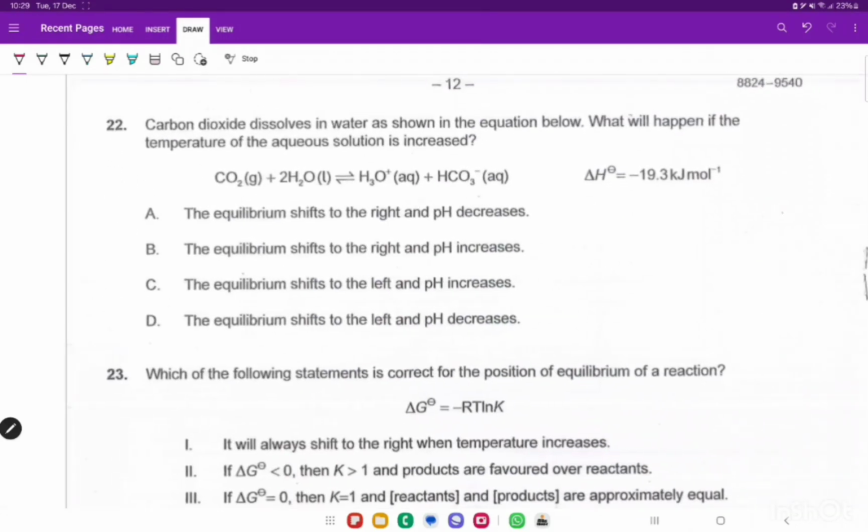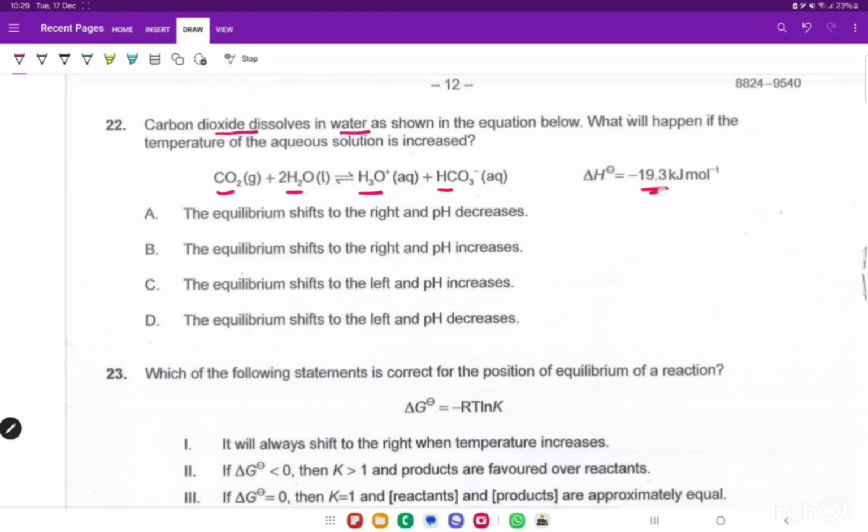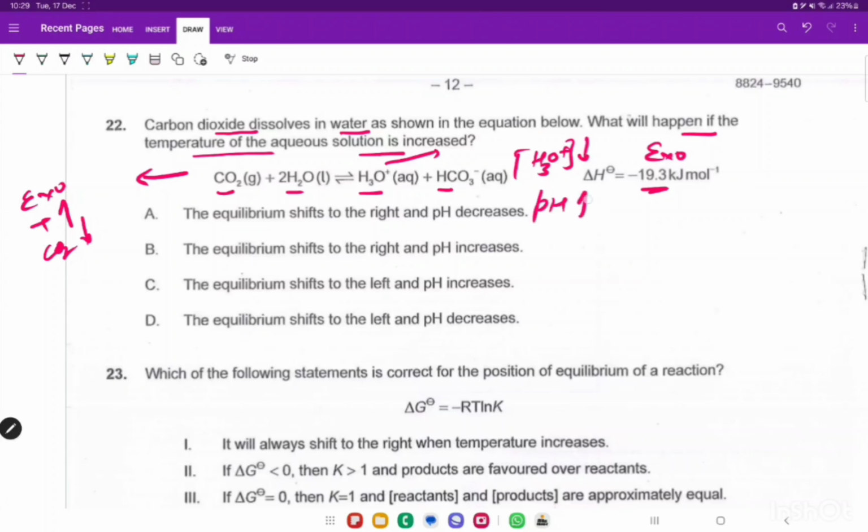Question 22. Carbon dioxide dissolves in water as given in the equation: CO2 plus H2O gives H+ plus HCO3 minus. The reaction is exothermic in the forward direction, so delta H is negative. What is being asked? What happens if the temperature of the aqueous solution is increased? As we know, it is an exothermic reaction. On increasing temperature, it will move in the backward direction, that is, CO2 and H2O are produced. The solubility of CO2 gas will decrease. Thus, H3O+ ion concentration will decrease, and pH will increase.